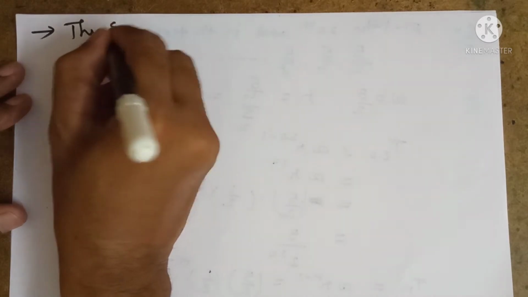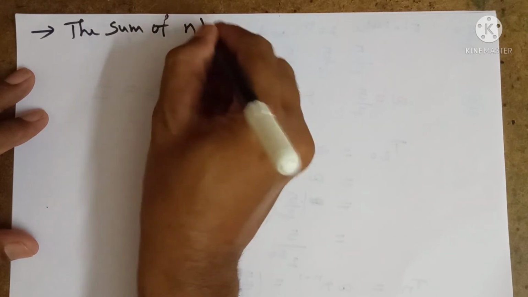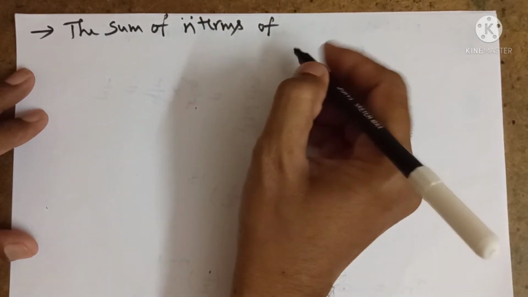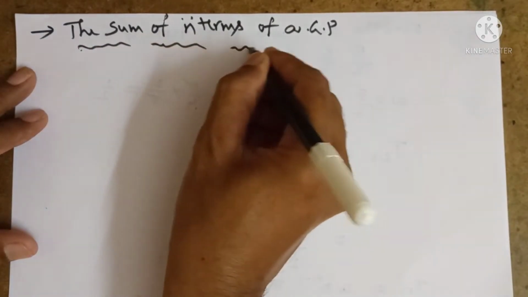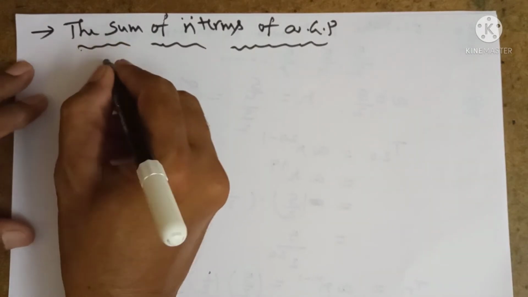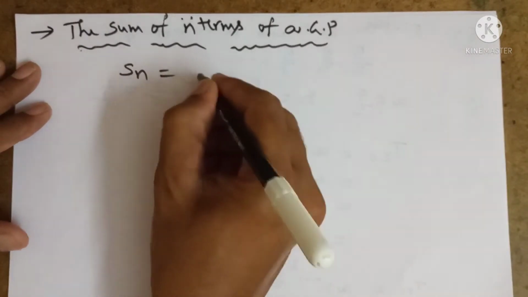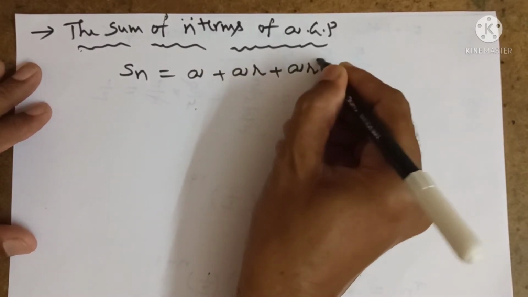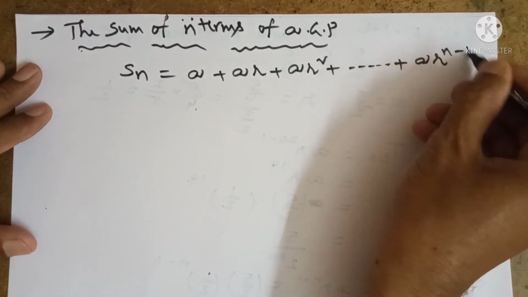The sum of n terms of a GP. Suppose a sequence is Sn equals a plus ar plus ar square, and so on, plus a into r power n minus 1.